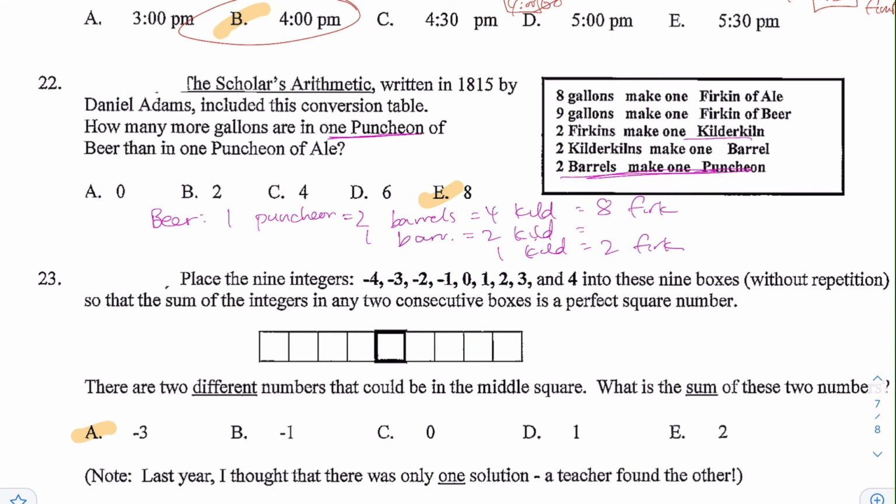And then to turn this into the beer, you have to multiply this by 9. That would be 72 gallons. But for the ale, you have to multiply this 8 by 8. That would only be 64 gallons of ale. So when you take the difference, 72 minus 64 will be a difference of 8 gallons. That's choice E.